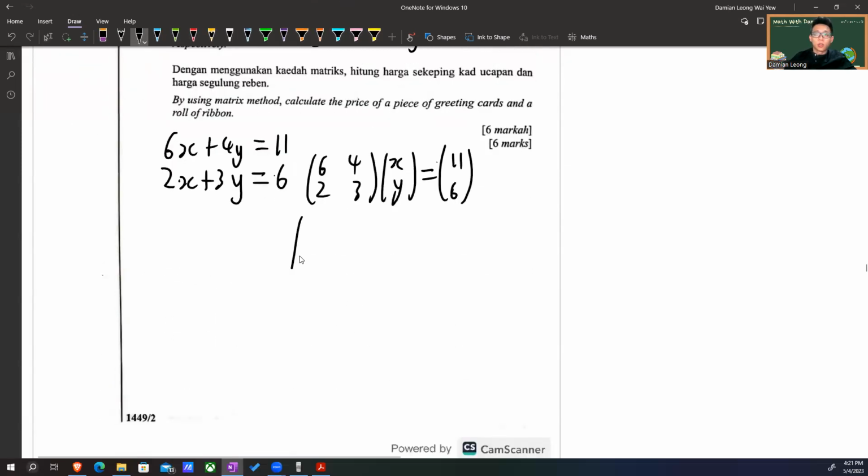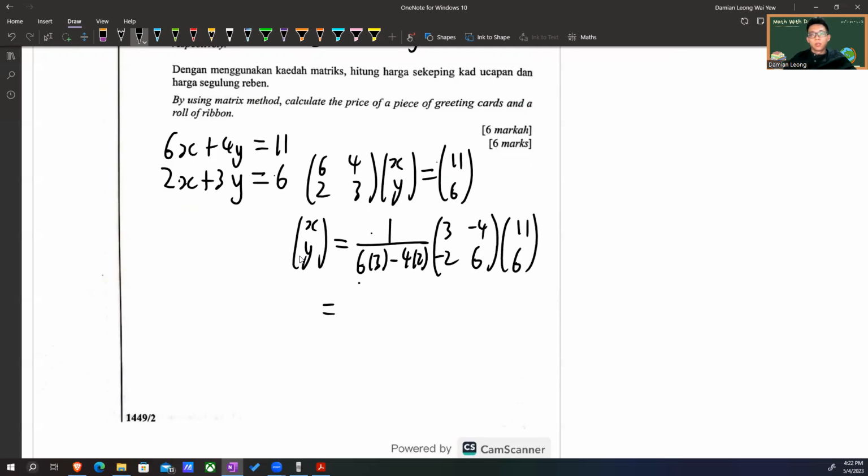Okay, then I solve the matrix. To find XY, I multiply the inverse of the matrix 6, 4, 2, 3 on both sides, in front. Left with XY, and on the right side of the equation, 1 over AD minus BC, switch A and D, negate B and C, times 11, 6. So this is 1 over 18 minus 8, which is 10. Then multiply. First matrix follow the rows, second matrix follow the columns. So 3 times 11, 33. Negative 4 times 6, minus 24. Second row, first column: negative 2 times 11, negative 22. 6 times 6, plus 36.